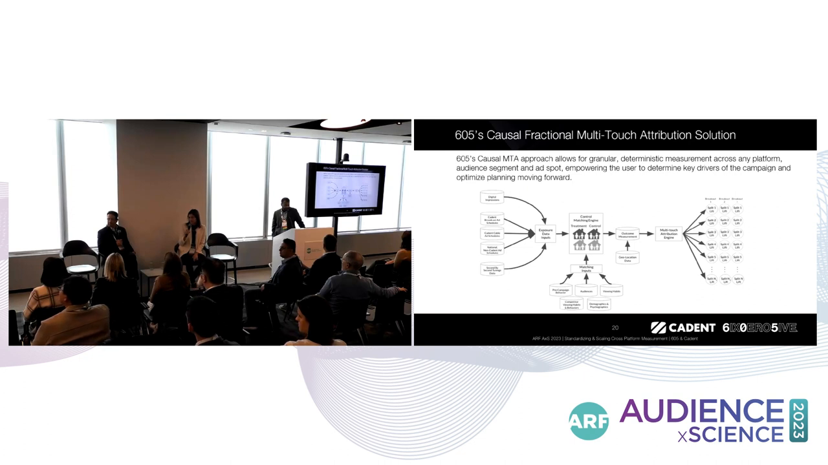We layer that into a matching component. Matching is ensuring that our test and control groups are aligned across a myriad of attributes, and I'll get into a little more detail on that. And we have to layer in outcome data. For this one, it was geolocation data. We've also used, like I mentioned, pixel sales data.